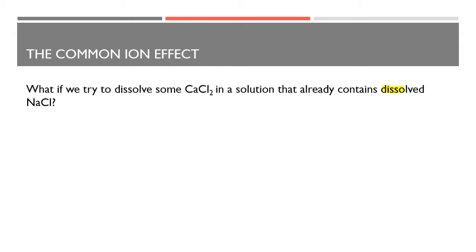What if we tried to dissolve some calcium chloride in a solution that already contains dissolved sodium chloride? And the fact that that sodium chloride is dissolved allows us to see that it will fully dissociate, or we have this fully dissociated sodium chloride in solution. So what I'm going to do is just represent that sodium chloride in the form of an equation. So I have solid sodium chloride fully dissolved, so I'm going to keep an arrow there, into sodium ions in aqueous solution and chloride ions in aqueous solution.